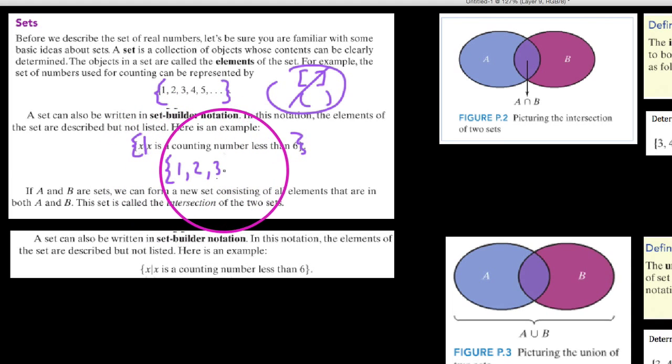We could list it out. These are all counting numbers such that they are less than 6. So these two sets would be equivalent sets here.